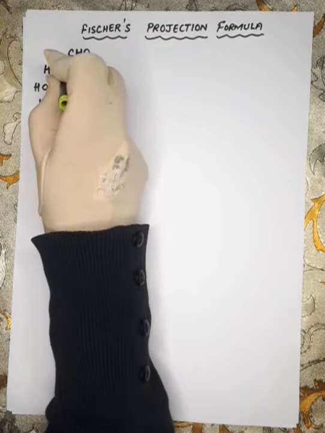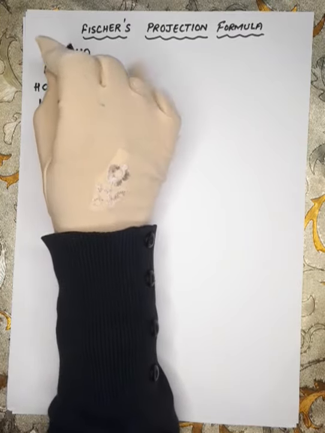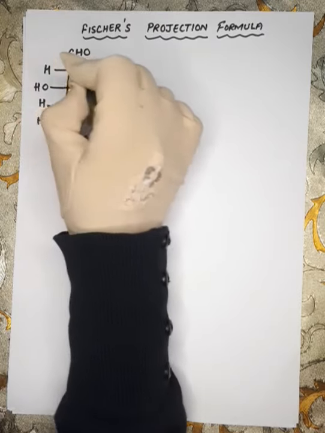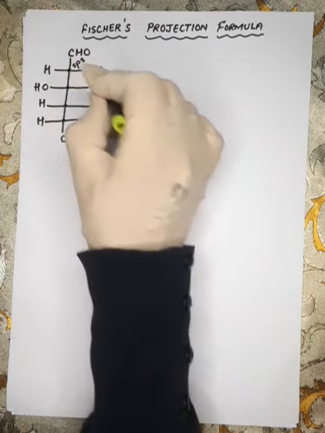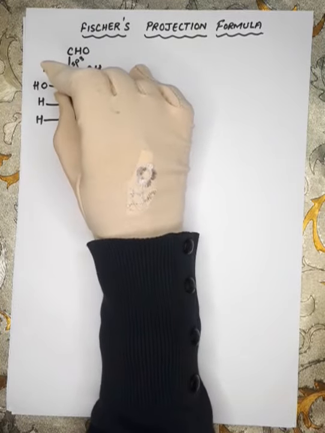Now let us look at the second carbon atom. How many different groups are attached here? See, this is a CHO, it is a different group. This is a different group. OH is a different group. And this whole group is a different group which is attached to the second carbon atom.